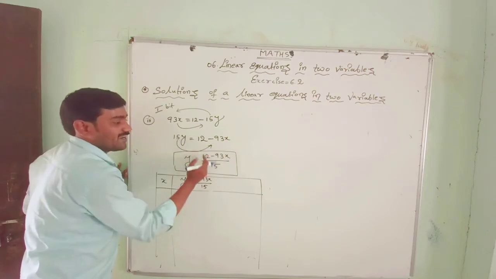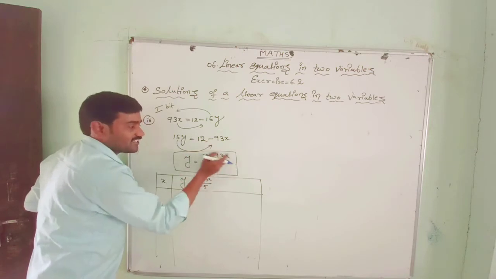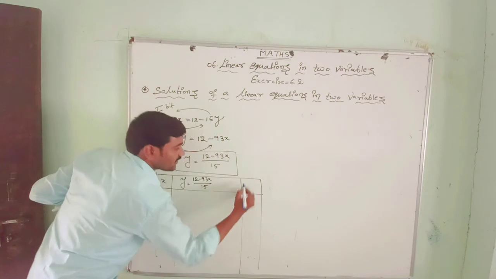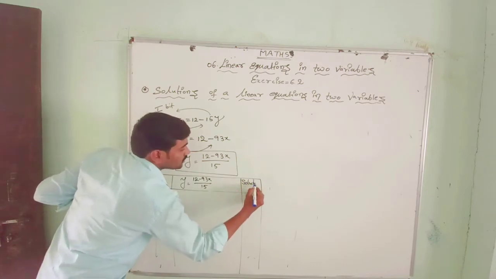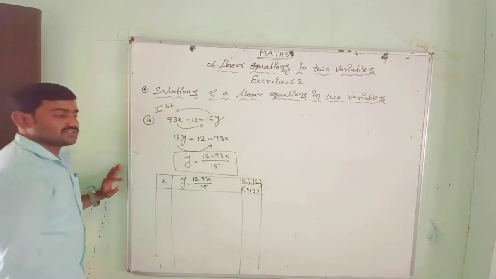You have to do this very carefully without any mistakes. If you write 93 minus 12, it will be wrong. 12 minus 93x will be correct. If you write 93x minus 12, it will be wrong. Completely you will get a wrong answer. Then here you will get solutions x comma y.